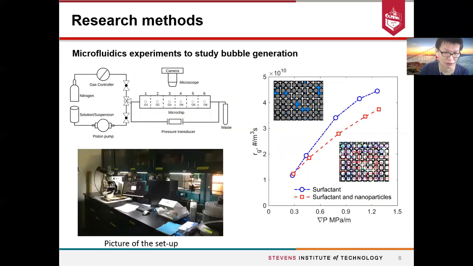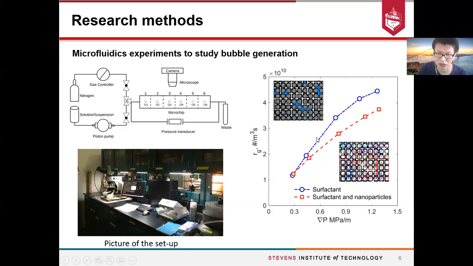And this is the first step. We conducted microfluidic experiments to study the foam generation process in the presence of nanoparticles. This is the experiment setup, which is composed of a gas controller, piston pump, microscope, and the microchip, which is made of glass. To mimic the soil structure, gas and solution are injected into the microchip, and the camera installed on the microscope captures what happens inside the microchip.